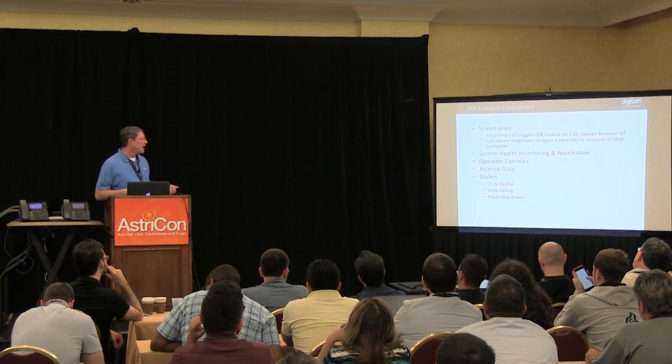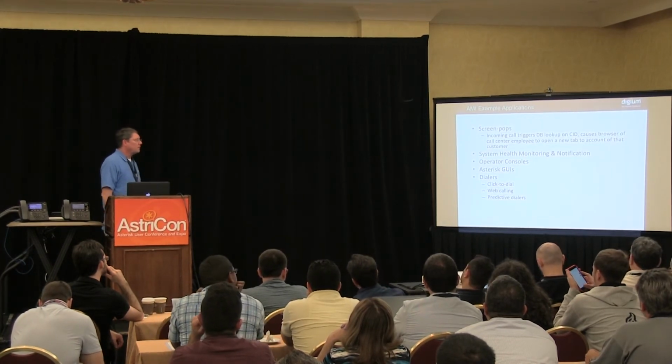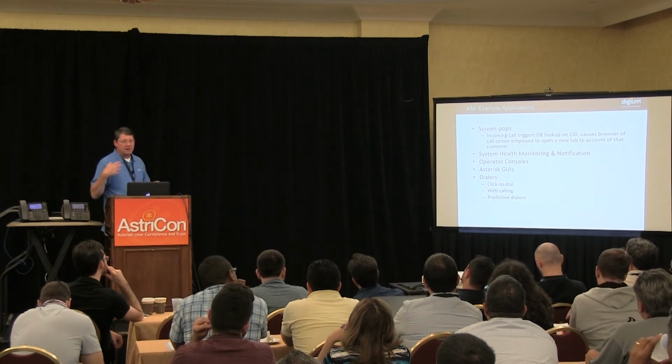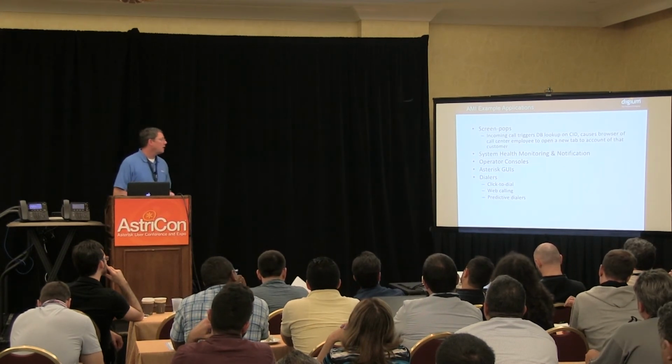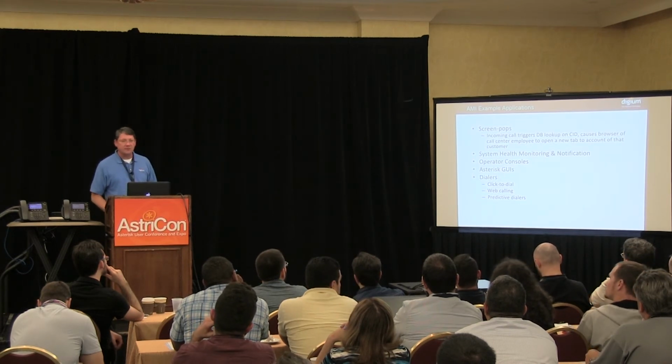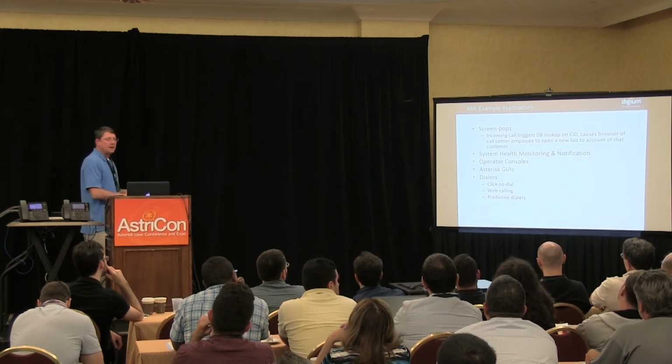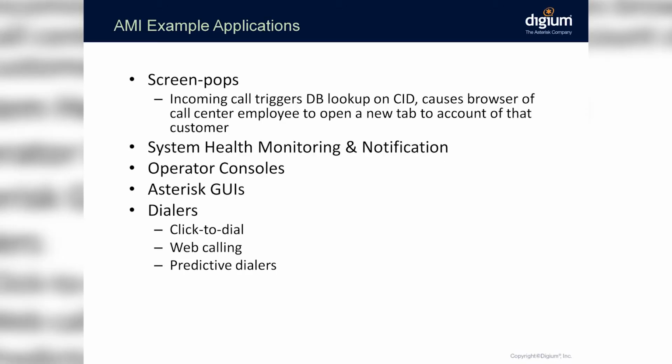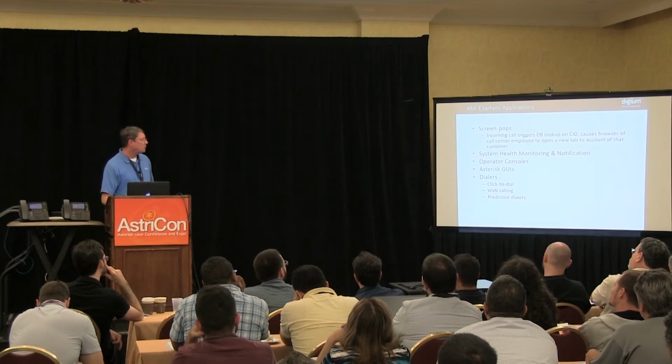Why would you use AMI? There's a few uses for it. Screen pops maybe for when a call comes into a user. Operator consoles, you can use it to monitor the health of Asterisk. Go out and ping it and ask Asterisk questions. Show me all the current channels that are up and stuff like that. And you can do it for dialers, click to call or predictive dialers.